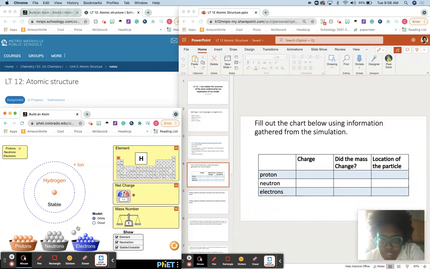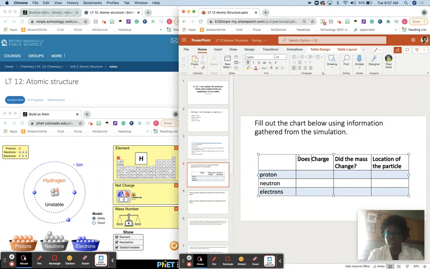Let's look at the neutrons. Let's see, watch the charge button. Huh. So when you add the neutrons, the charge does not change. Let's see about the electrons. But the electrons do change. Oops. All right, go ahead and add those for our charge category. Does the charge change?